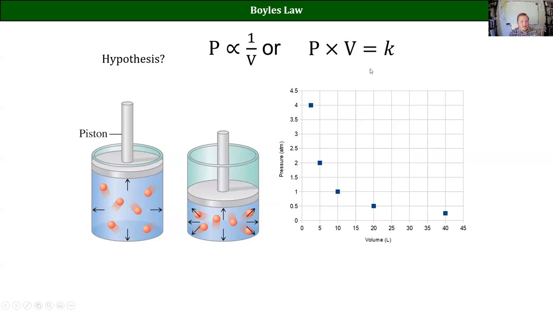That means that for any closed system of gas, if you know the pressure and the volume, you can figure out what that constant is. But potentially more useful is the idea that any combination of pressure and volume is going to be equal to the same constant. If it's a closed system of gas at the same temperature, any pressure-volume combination is going to be equal to any other pressure-volume combination. That means we can predict the new pressure based on a change in volume, if you know the starting pressure and the starting volume.